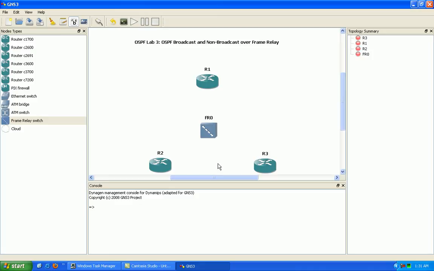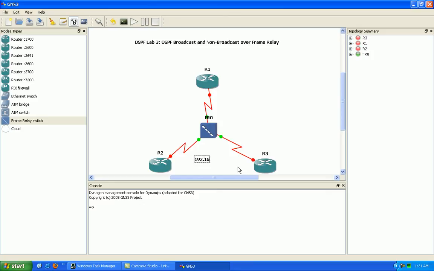Router 1 is going to be connecting to both router 2 and 3, which are going to be the spokes. Router 1 is going to be the hub. Actually, they're all going to be using the serial 0/0 interfaces. Router 1 is going to be using port 1, router 3 is going to be using port 3 on this frame switch, and router 2 is going to be using port 2. So that's the configuration of the frame switch and the routers connecting to them.